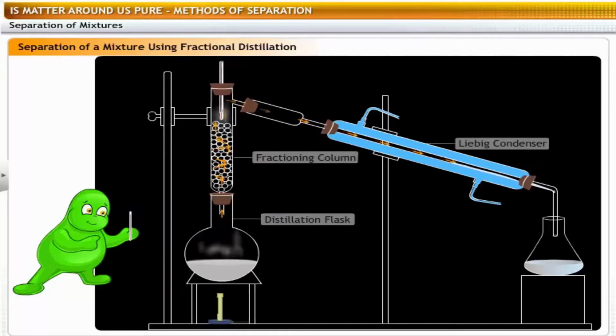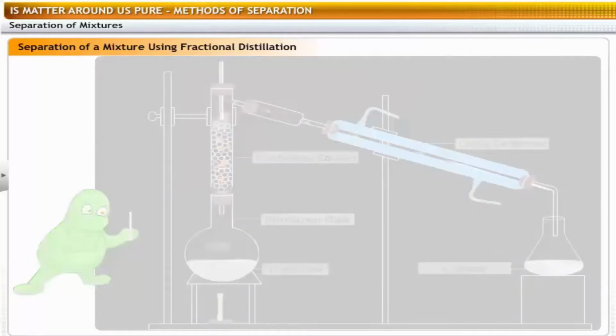During this process, only the vapors of n-hexane, which has a lower boiling point, pass through and get condensed in the condenser. n-heptane, which has a higher boiling point, condenses and flows back into the distillation flask.